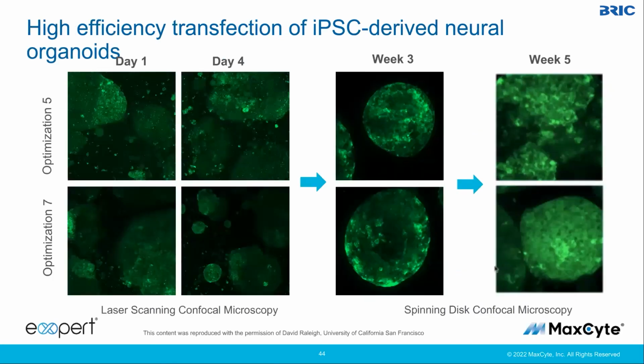causing dissociation. So here what you're seeing is day 1, day 4 expression of GFP in these neural organoids, and this is using 2 different electroporation energies, 5 and 7. And basically you can see long-term expression of GFP 3 weeks and 5 weeks after electroporation by confocal microscopy. So again, this is with permission from David Rayleigh at UCSF.